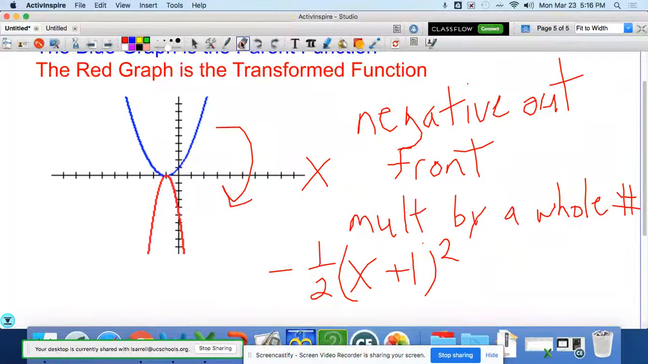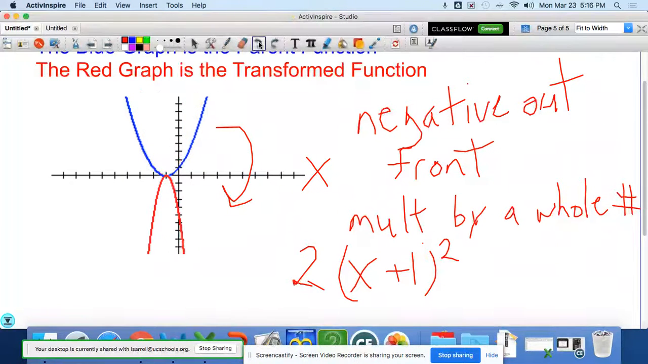Well, what if it gave you something like this? You say, okay, Mr. You said it's probably -2. What if it gives us a +2 right there? Okay. Well, a +2 isn't going to cause that reflection. So you're putting two pieces together. A +2 might just take our normal parabola and make it skinnier.